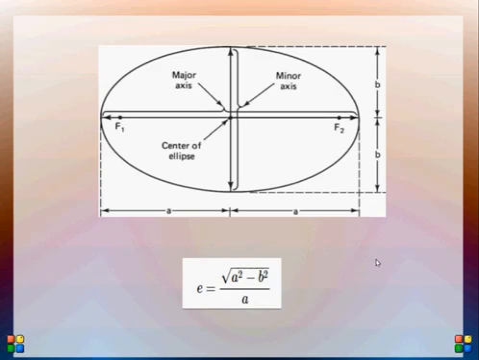As you know, an ellipse has two foci, F1 and F2, the semi-major axis A and the semi-minor axis B, and we define the eccentricity E. Here eccentricity E and the semi-major axis A are very important parameters of the orbit. Now we will move on to the second law of Kepler.